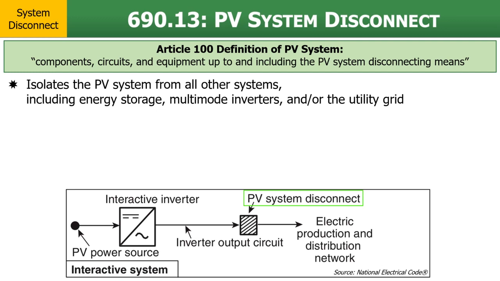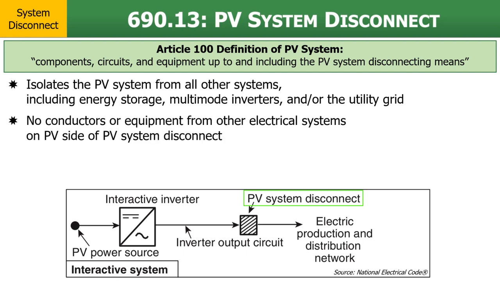In this example, we see the diagram for an interactive system, which we here at SEI call a grid direct system. You've got your PV array on the left, your inverter, and then a PV system disconnect on the inverter output circuit. It's pretty straightforward. It's usually that last disconnect either before or at the point of interconnection.